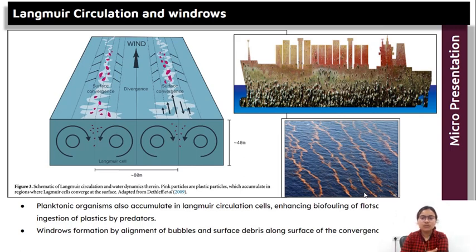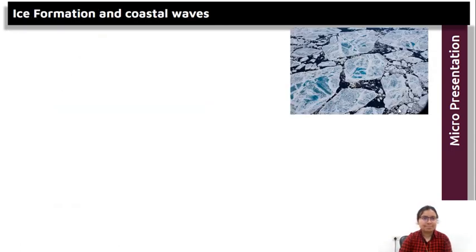And here a new term has come: the planktonic organisms also accumulate in the Langmuir circulation cells, which can enhance the biofouling. So what is basically biofouling? Suppose this is a ship made of hard materials. Different planktons, phytoplanktons and zooplanktons, and algae get accumulated on the ship, and the ship gets disintegrated. So this kind of feature is known as biofouling.